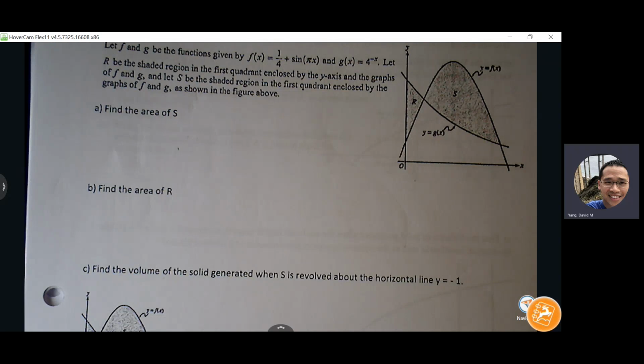Okay, this is meant to be a calculator question here. And we have 2 curves here. We got the 4 to negative x. It's an exponential function, but it's a decay exponential problem, so that's why it's decreasing. And then the sine curve here.